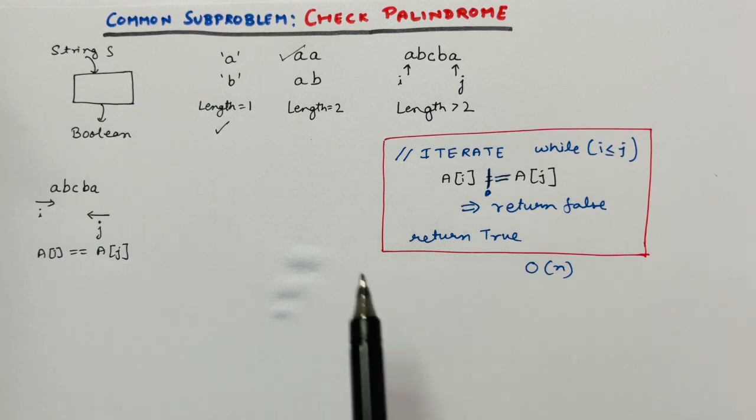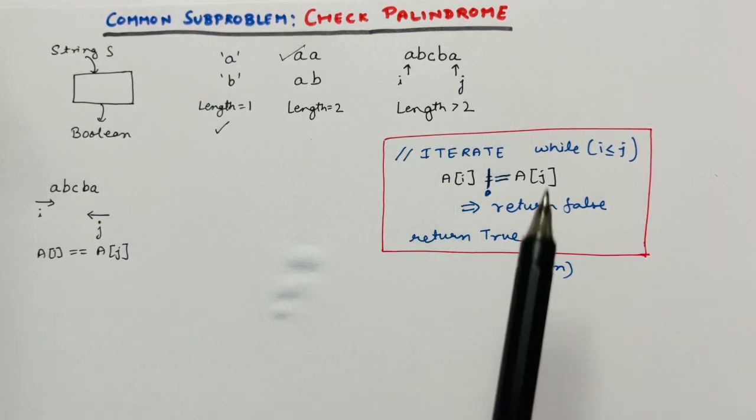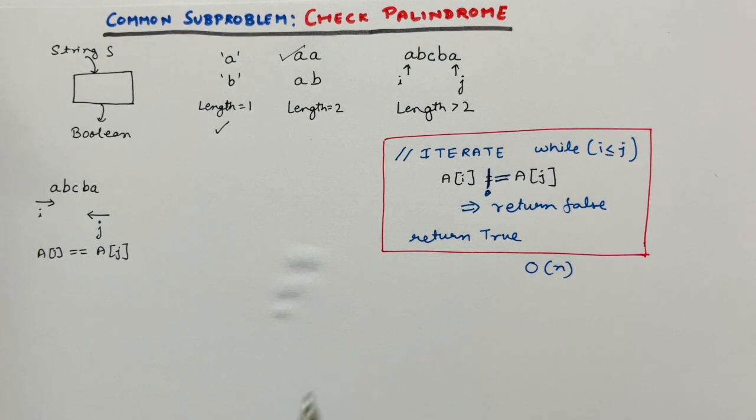And till when will we iterate? We will iterate till i and j meet. What will be the time complexity of this? The time complexity will be big O of n, where n is the length of the string, because we have to traverse across the length of the string.